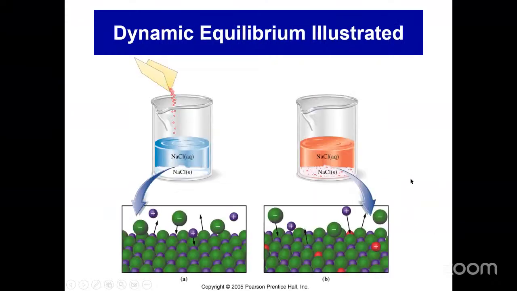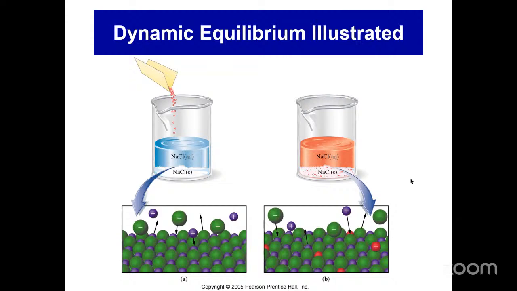Now the question becomes, now that we know that the rates are the same, how can we prove that? If that's the idea behind equilibrium, how can we prove that there's still a back and forth taking place even after equilibrium? So here's an example that demonstrates this.